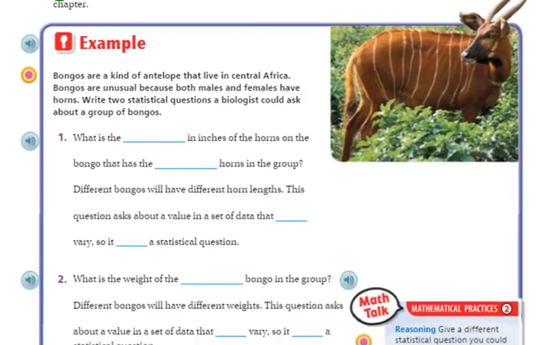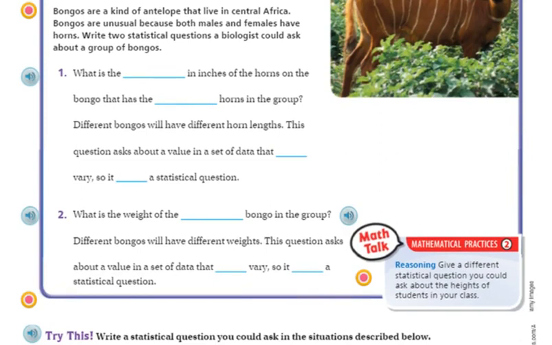Let's go ahead and look down at our example here. Please follow along as I read. We'll fill in some values here. We'll continue to develop this concept. Bongos are a kind of antelope that live in Central Africa. Bongos are unusual because both males and females have horns. Write two statistical questions a biologist could ask about a group of bongos. All right, so number one.